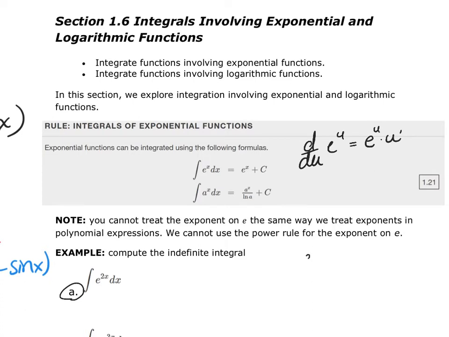Well, if I were asked to do d/du of e to the 2x, what should this be if I do the derivative of that? Using the rule right here, what should I have gotten? I'm missing a 2, right? Because I would have had e to the 2x, and the derivative of 2x is just 2. I am missing a 2 right here. So how do I adjust for that when I do the antiderivative?